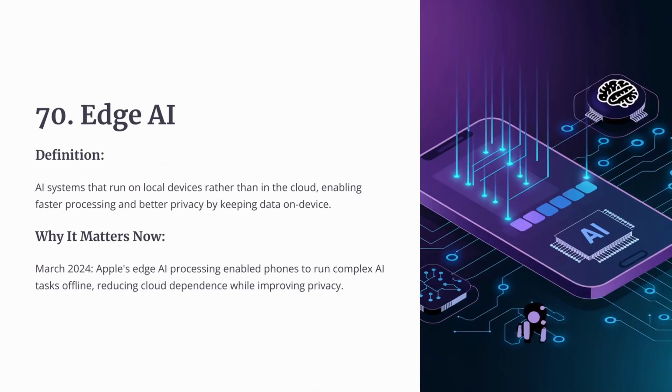Edge AI refers to AI systems that run on local devices rather than in the cloud, enabling faster processing and better privacy by keeping data on device. This is like having a genius expert built right into your device instead of having to make a phone call to consult them. Apple's breakthrough means your phone can now run sophisticated AI tasks without sending your data to the cloud. It's faster and keeps your information private.